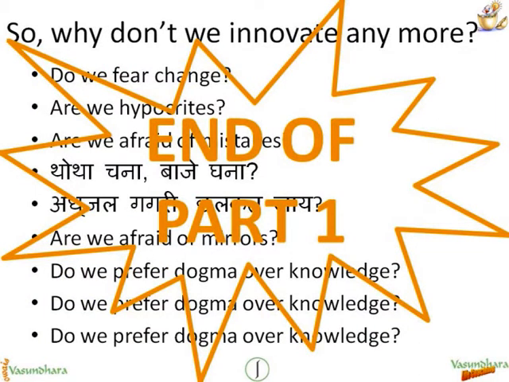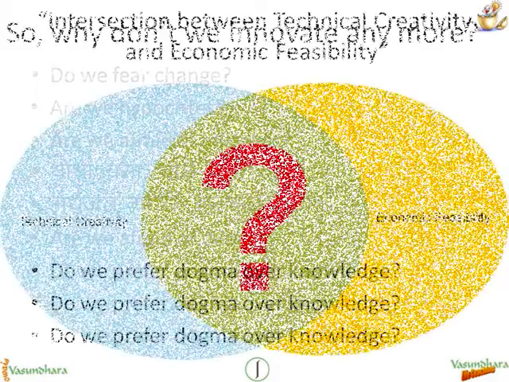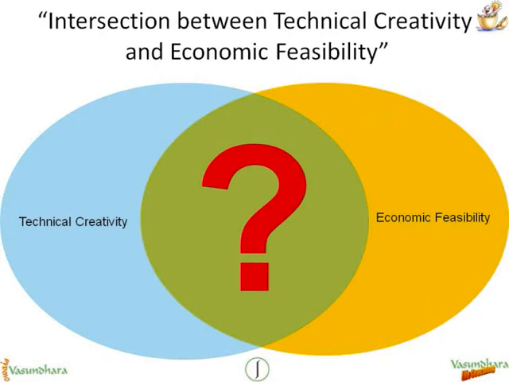And we were wondering whether this last question has any specific relevance to our inability to innovate these days. The question, do we prefer dogma over knowledge? But before that, we will revisit one of the slides that we saw in part one. There, it had three circles. Here, we have only two circles. We are looking at the intersection between technical creativity and economic feasibility. So, before we go any further, let's look at some of the definitions.